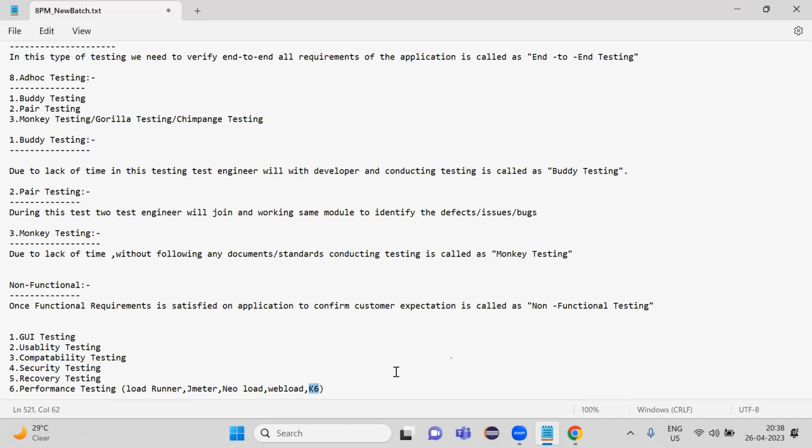Performance testers will also work using open source tools, which can be installed and used anytime. Open source means without paying any single rupee. We can install and we can work. Coming to paid tools, we have to pay some money to the vendor. The vendor is whoever invents that tool or product. Performing by paying some money to them is called a paid tool. Clear?